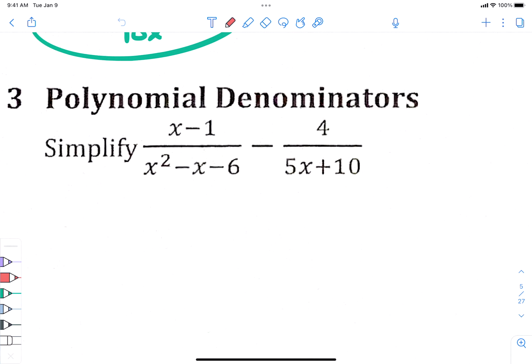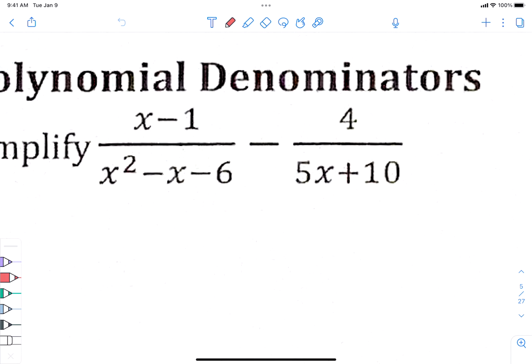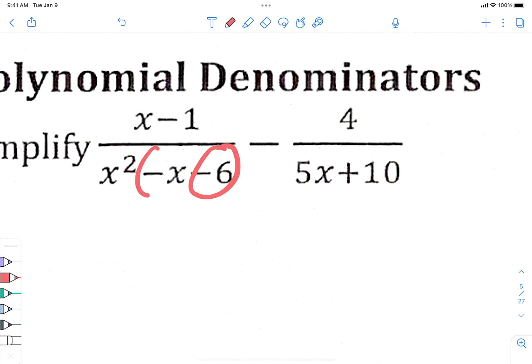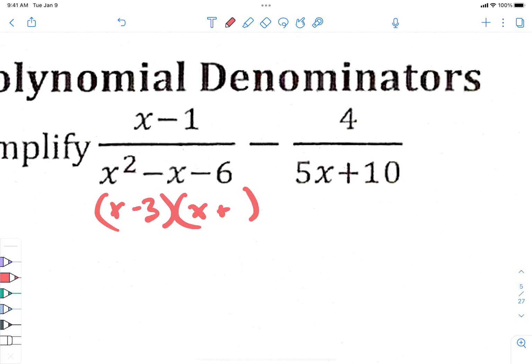What are we going to do first? Any ideas? What do you have to have, by the way? Common denominator. Okay, so let's worry about that. What are we going to do with the denominators first? Let's break them down, right? So this is a simple trinomial, right? Multiply to get 6, add to get -1. So what do you got? -3, +2. Got it.